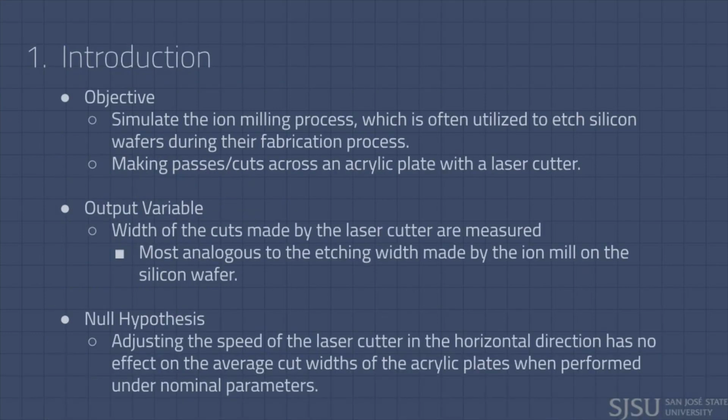The objective of the study is to simulate the ion milling process, which is often utilized to etch silicon wafers during their fabrication process. The simulation is achieved by using a laser cutter to make cuts along an acrylic plate. The chosen output variable for the study is the width of the cuts made by the laser cutter. The widths are analogous to the etching width of an ion mill when etching on silicon wafers.